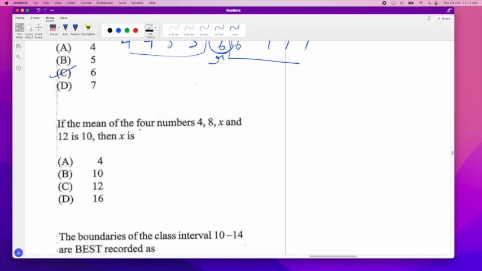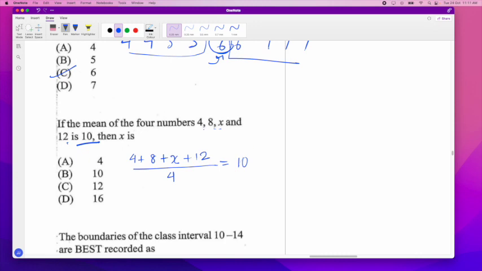If the mean of the 4 numbers 4, 8, x, and 12 is 10, then what is x? Well, we know mean is when you add the numbers up, 4 plus 8 plus x, and then plus 12, divided by the number of numbers, so that's 4, and that will give us 10.